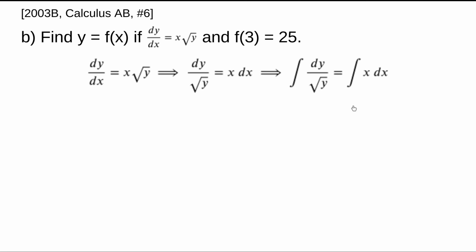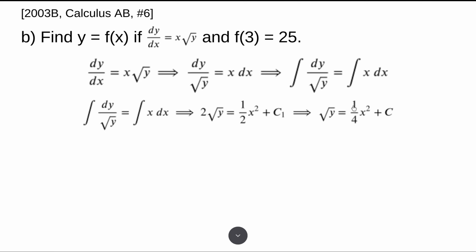So we're going to set up our separation of variables. dy dx equals x square root y implies that dy over the square root of y is equal to x dx. And then we just take the antiderivative of both sides. Taking the antiderivative of both sides, we get 2 times the square root of y is 1/2 x squared plus a constant, which implies that the square root of y is 1/4 of x squared plus a constant.